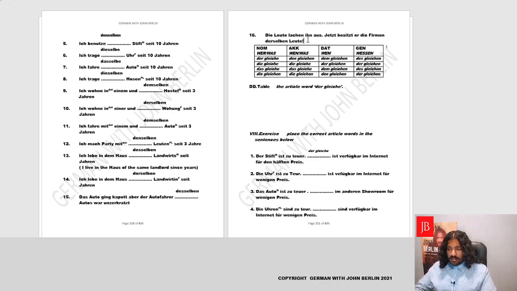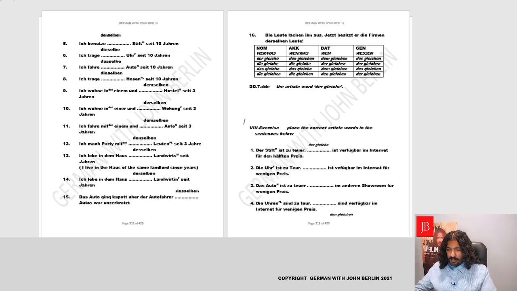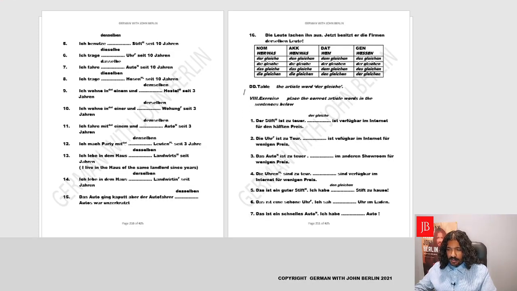Fantastic. Now this was the article word which we did together. It's the same, and the next time we'll be doing the similar. So join me in the next part of this lesson. In the meanwhile, just revise what we did. Try to do these sentences by yourself by referring to the answer book and watching the video again if required.